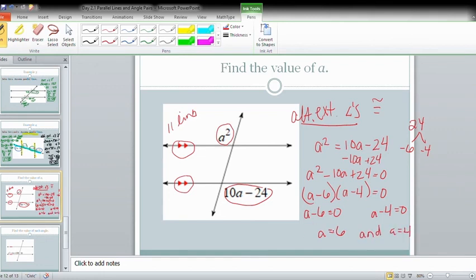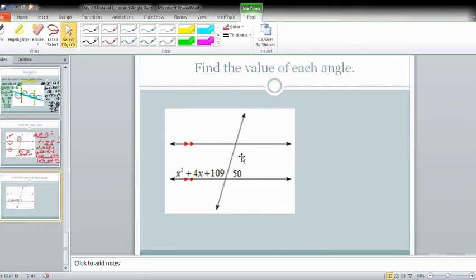All right, well, if I plug it back into a squared, I get 36 and I get 16. So that one works for both equations. If I plug a into this equation, I would get 10 times 6 minus 24. So I'm going to get 36, so that'll work, right? And if I plug in 4, I'd get 10 times 4, which is 40, minus 24, which is 16. So both of these solutions are going to work, and that is okay. Sometimes we have more than one solution.